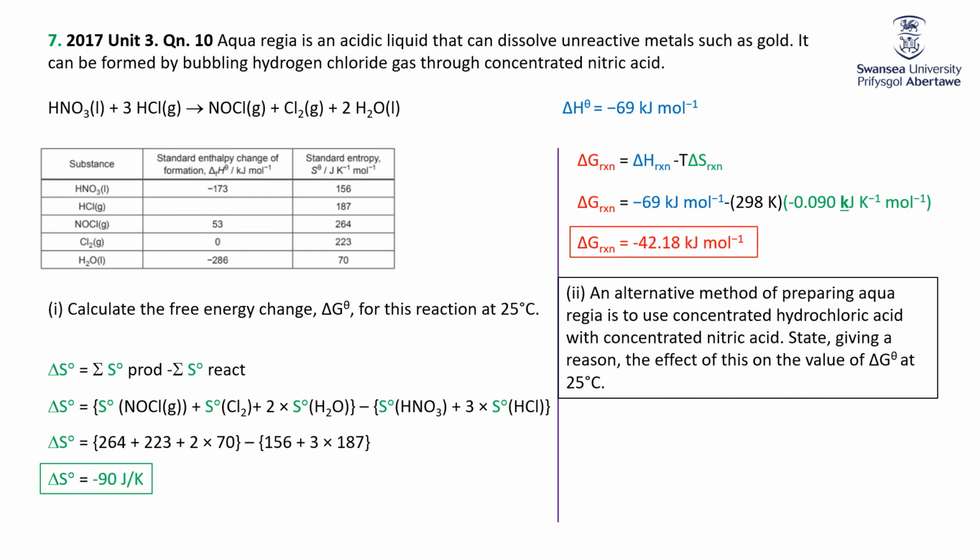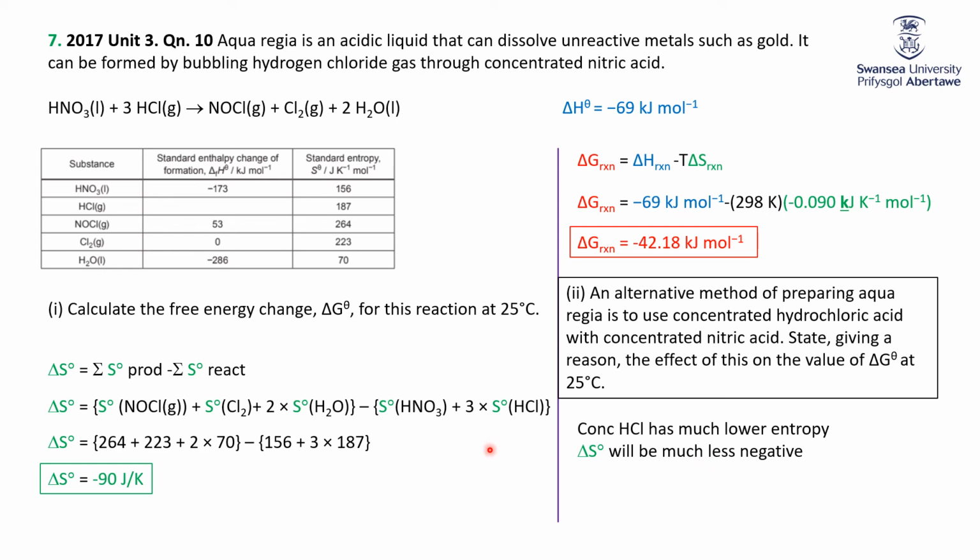Squeezing part 2 in here. An alternative method of preparing aqua regia is to use concentrated hydrochloric acid with concentrated nitric acid. State, giving a reason, the effect of this on the value of delta G. Well, now what we're saying is that the HCl is no longer going to be gaseous, it's going to be aqueous. So we have no gases on the left-hand side, 2 gases on the right-hand side, so therefore delta S will be much less negative. Indeed, I would say delta S will probably be positive.